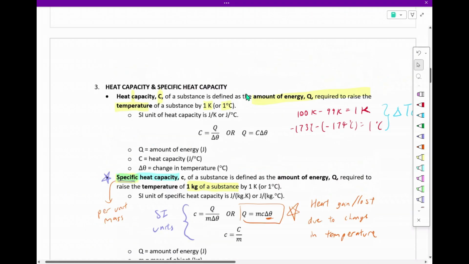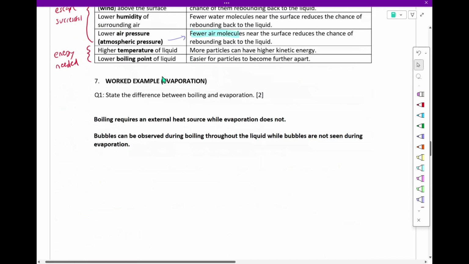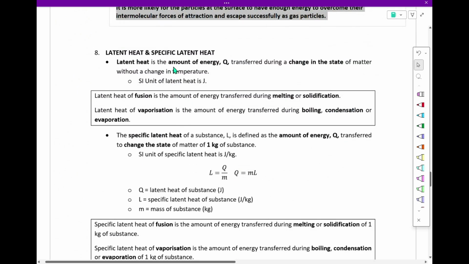If you recall at the very start, we do mention that when we talk about change in state, if you want to calculate, we need to use latent heat and specific latent heat. So let's talk about what these two definitions are. Now, latent heat is basically just the amount of heat that you use to change state. If you talk about latent heat of fusion, we're talking about melting and solidification. If you're talking about vaporization, it's talking about boiling, condensation, and also evaporation as well.